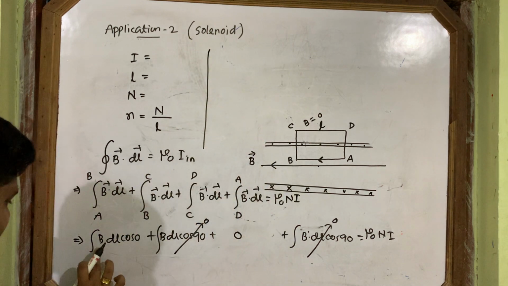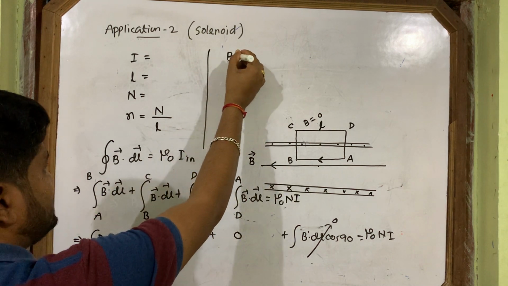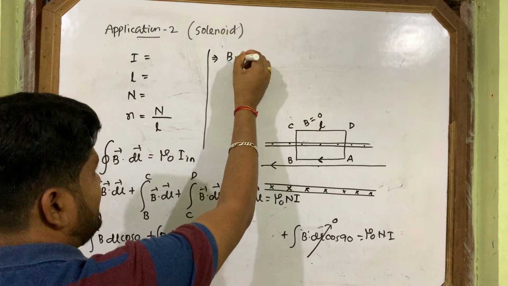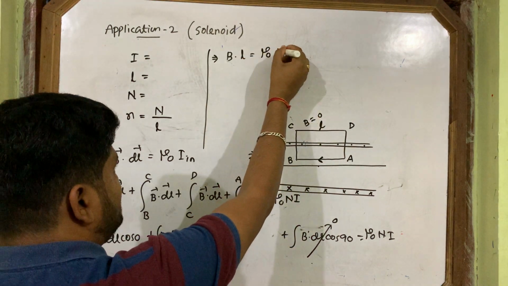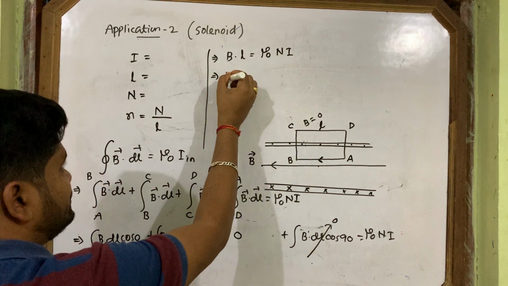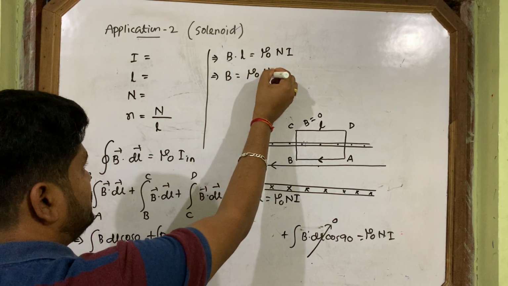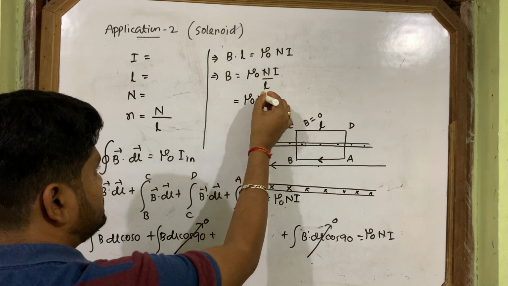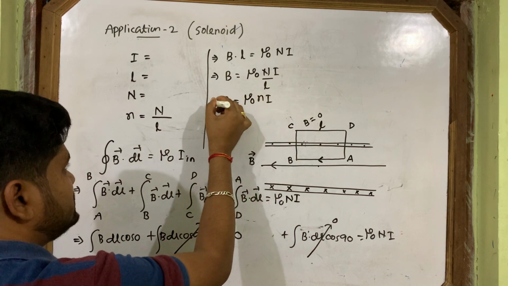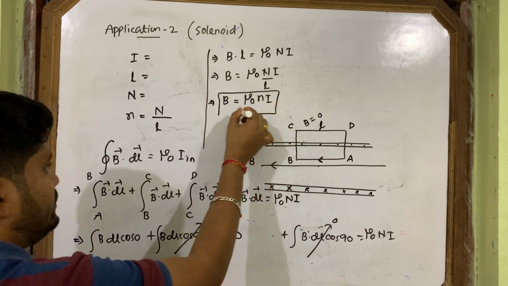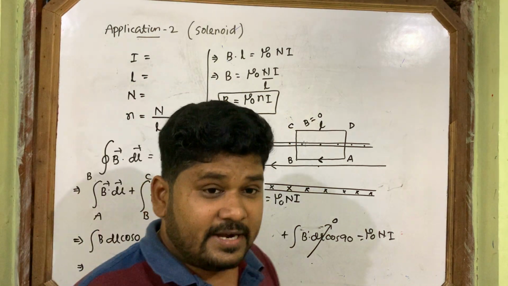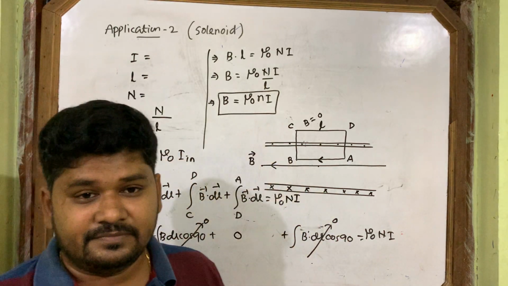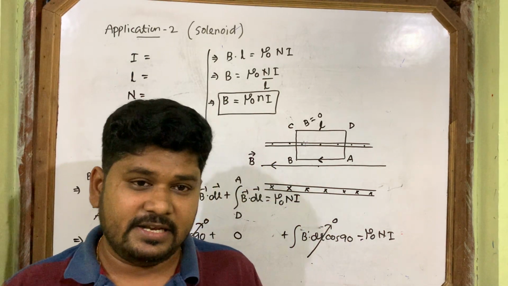Now what comes here? B is constant, taken outside. The dl integration over AB is nothing but L, equal to mu naught N I. So B is equal to mu naught N I by L. So it comes to mu naught small n I. So this is the magnetic field inside the solenoid, which is a uniform, constant magnetic field inside the solenoid.